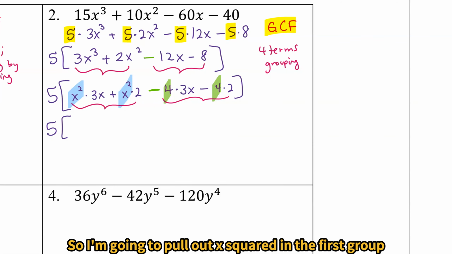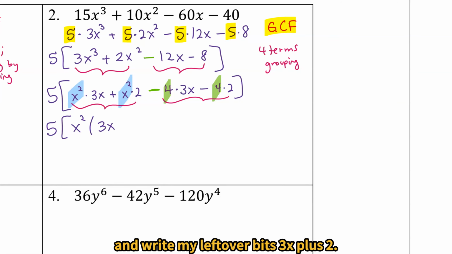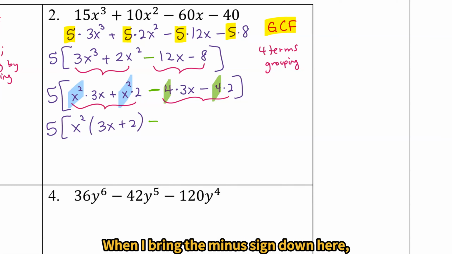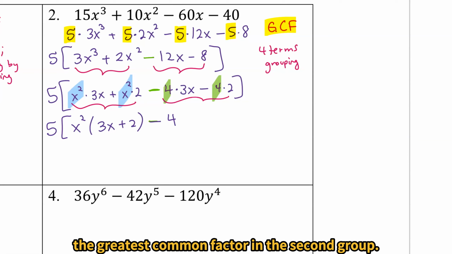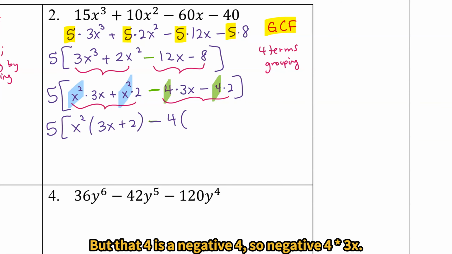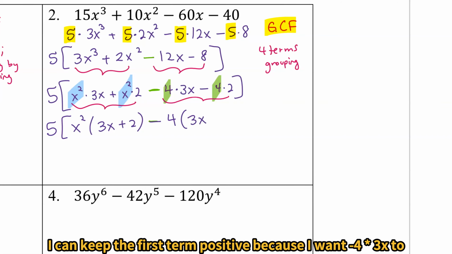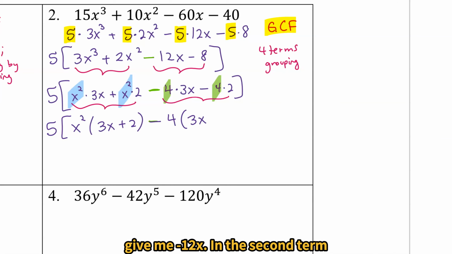So I'm going to pull out x squared in the first group and write my leftover bits, 3x plus 2. Bring that minus sign down. When I bring the minus sign down here, I factor out the 4 that's the greatest common factor in the second group, but that 4 is a negative 4. So negative 4 times 3x. I can keep the first term positive because I want negative 4 times 3x to give me negative 12x.